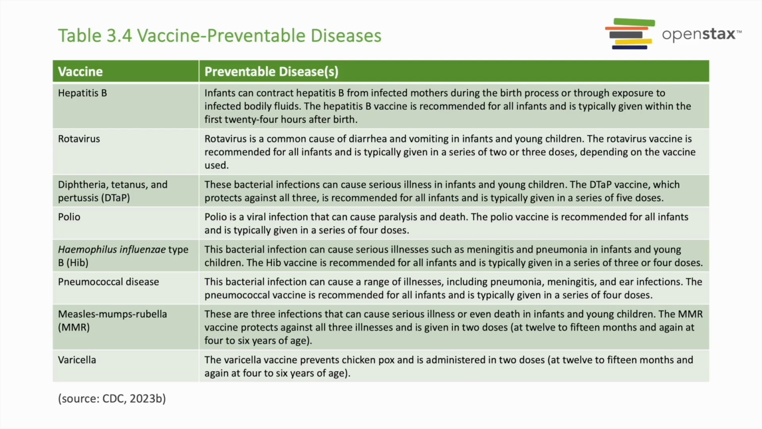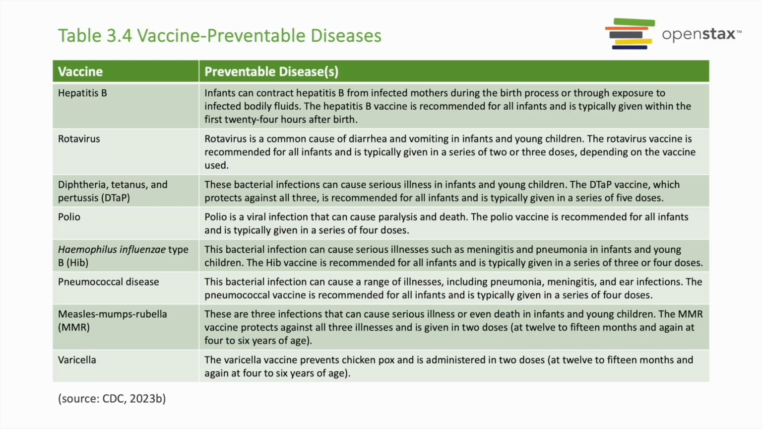Rotavirus is a common cause of diarrhea and vomiting in infants and young children. The rotavirus vaccine is recommended for all infants and is typically given in a series of 2 or 3 doses, depending on the vaccine used. DTaP. These bacterial infections can cause serious illness in infants and young children. The DTaP vaccine, which protects against all three, is recommended for all infants and is typically given in a series of 5 doses.